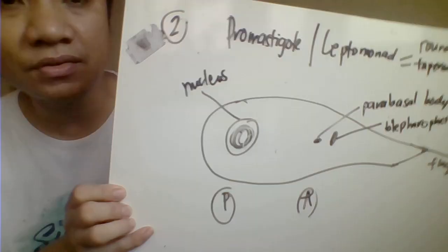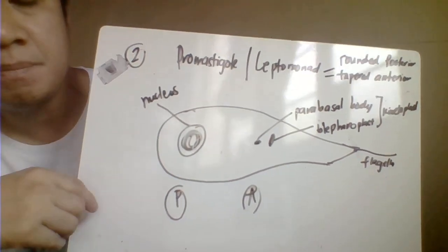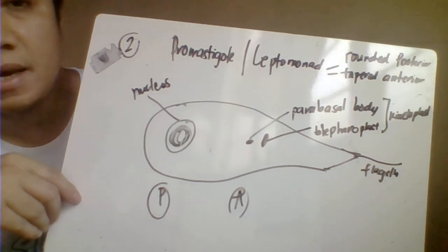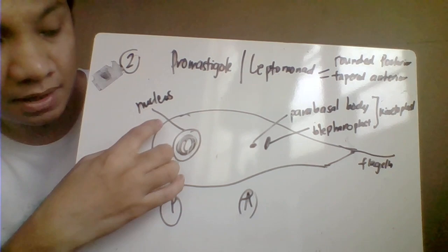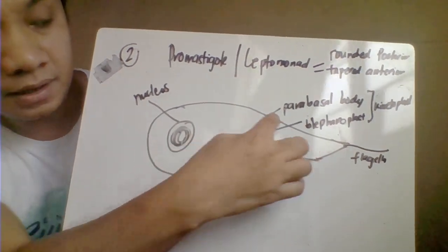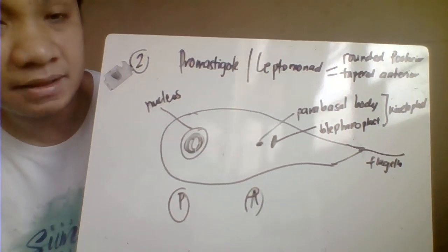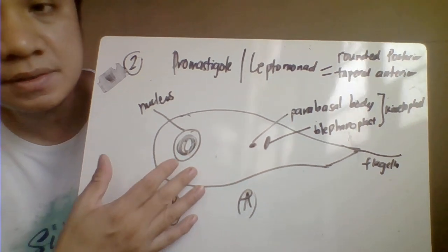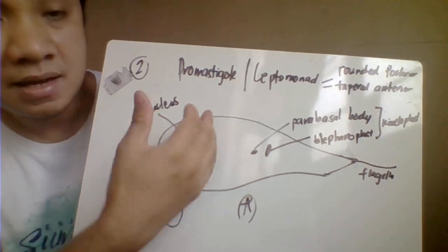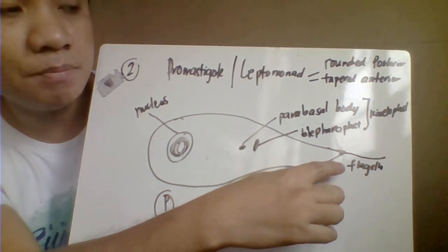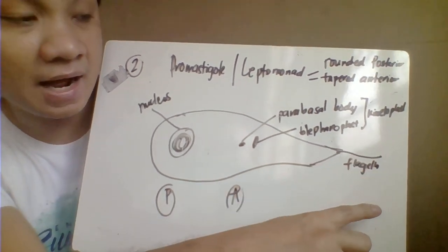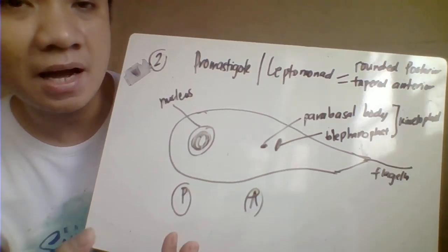Okay, the next stage is the promastigote, also called the leptomonad. Notice it is described as rounded posterior, with a tapered anterior side. Again, the nucleus is found in the posterior side and the kinetoplast in the anterior side. Only now it already has a flagella, but it still has no undulating membrane.